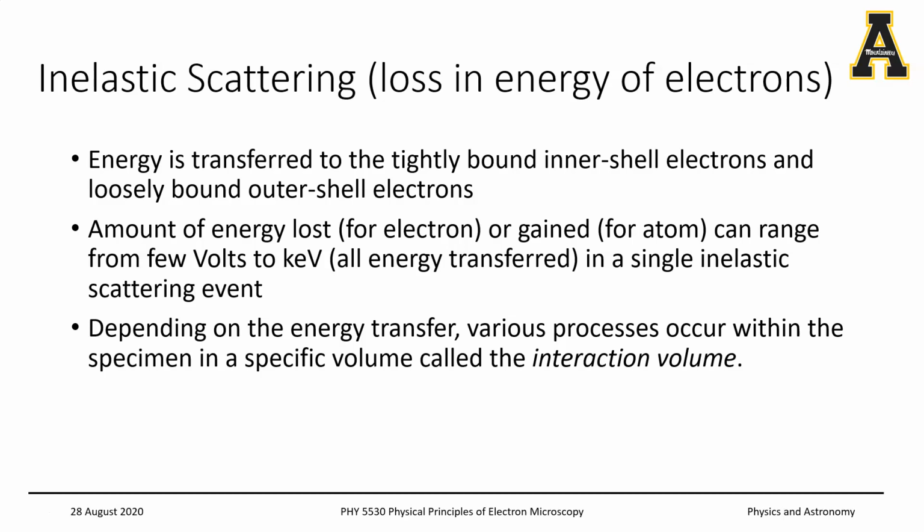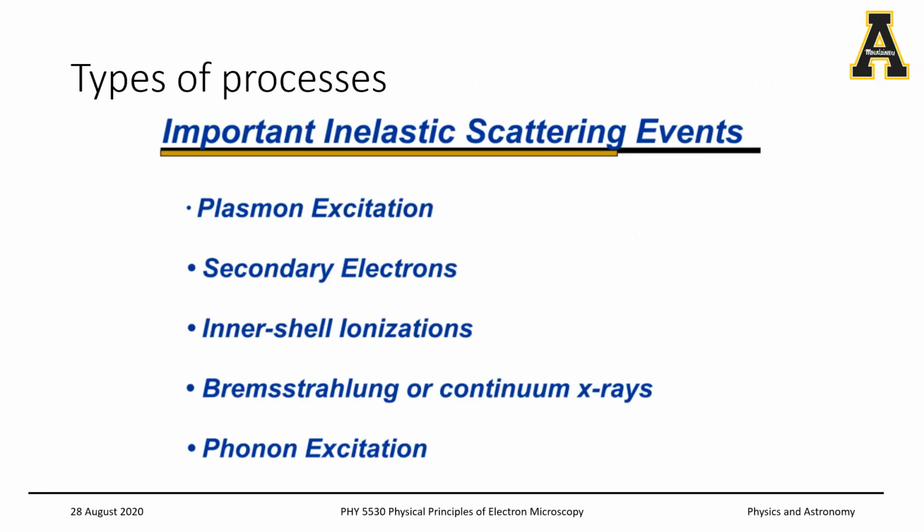Depending on the energy transfer, various processes occur within the specimen in a specific volume called the interaction volume. We are going to talk about the interaction volume in the next class, but keep in mind that the electron, as it hits the specimen, does not interact with just one atom. It interacts with one atom, loses some amount of energy, and keeps going until it loses all the energy. So the distance by which the electron traverses through the specimen determines the interaction volume.